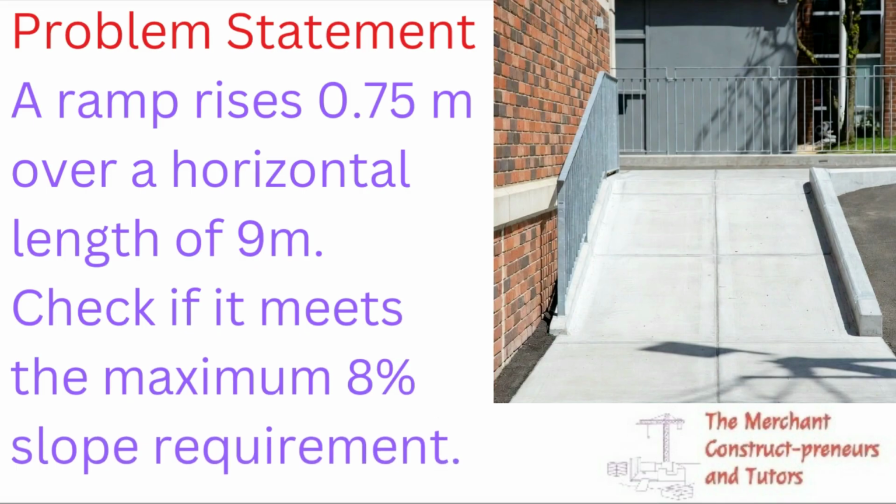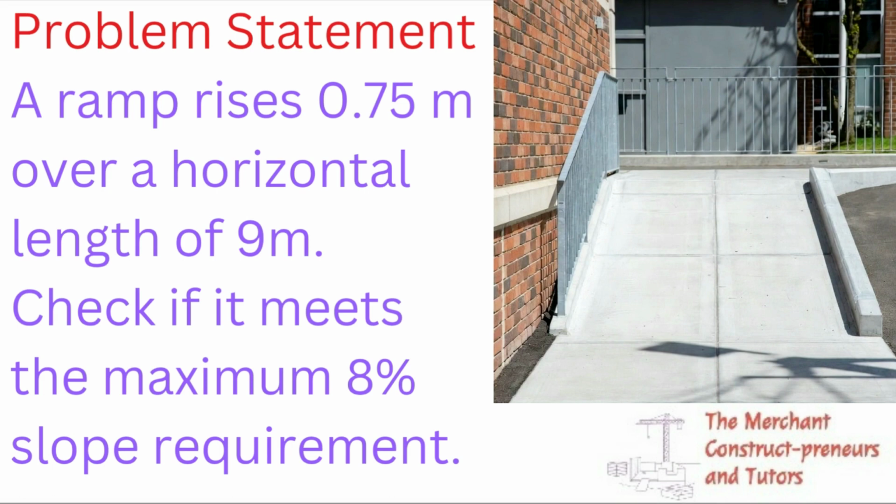So the fifth example, we are calculating the ramp slope. And what is a ramp? A ramp is an inclined surface that is constructed to ease movement, especially for disabled people that use wheelchairs, and for the elderly that cannot climb steps. So from this, you have a ramp that rises 0.75 meters over a horizontal length of 9 meters. Now I want to check if it meets the maximum 8% slope requirement. Right? So this is already giving us this value and telling us this is the maximum it should be, so that it will be able to achieve what we're supposed to achieve.